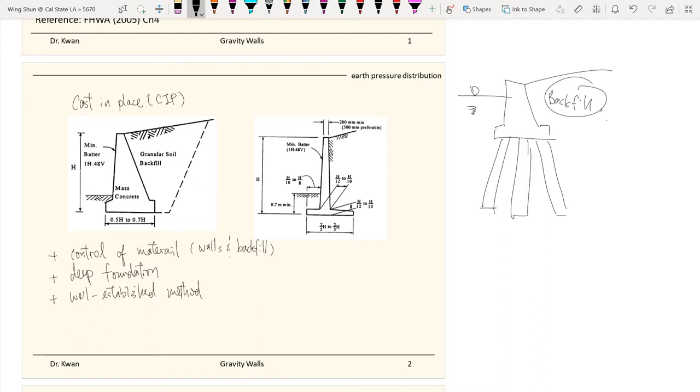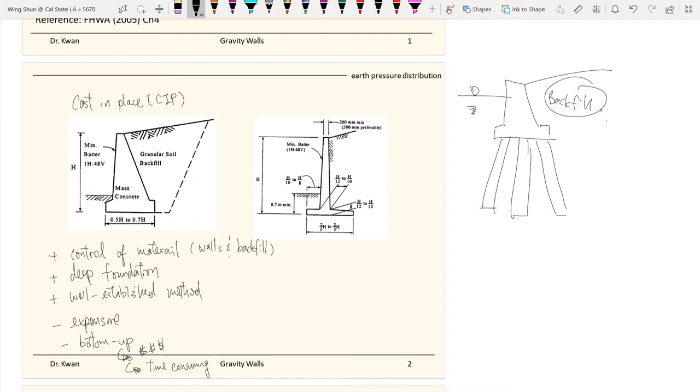But the shortcoming for this type of wall is that when you have a huge mass of concrete, the disadvantage is being expensive, because you're utilizing a lot of expensive materials, the concrete. It must also be a bottom up design, which means there are a lot of excavations, and you need to build from the bottom to the top, which costs a lot of time. And more importantly, time is money. It's very time consuming with this approach.